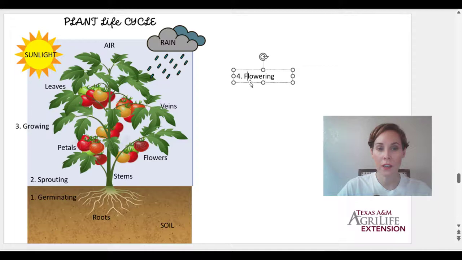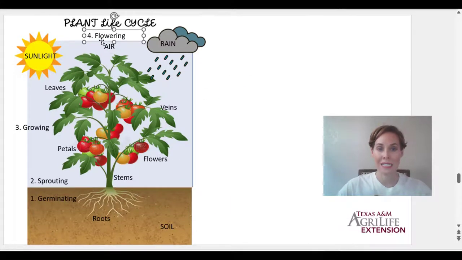And the final stage is flowering. And I'm going to make that be the very, very top, because that's the last thing that happens. Flowering happens, the fruit forms. If we didn't pick these tomatoes and eat them, then they would shrivel up and dry up, and the seeds inside would drop back down to the soil, and it would start the life cycle again. Okay, so that's your little worksheet on what the plant life cycle is.